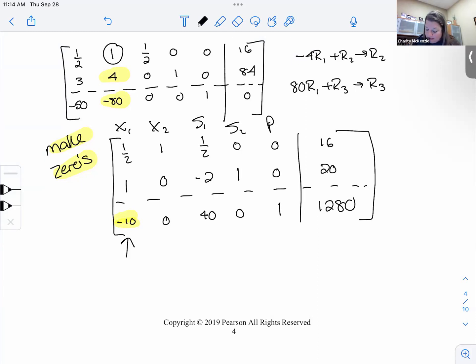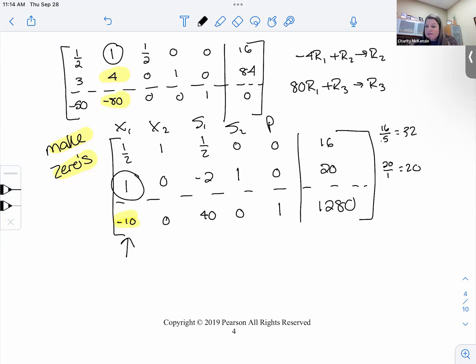So let's go over here and take 20 divided by 1 and 16 divided by 1/2. I'm just going to write it as 0.5. When I divide those out, I get 32 because this is twice, right? Half goes into each one, so it doubles it. And then this is just 20. So which one's smaller? The 20. So this is going to become my pivot variable.